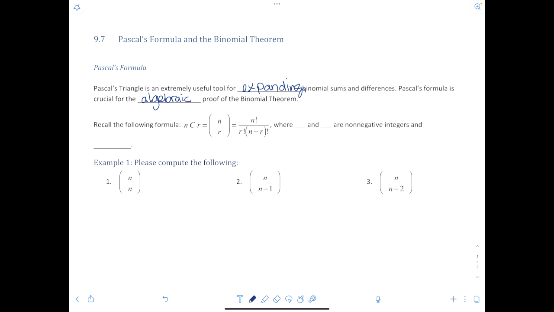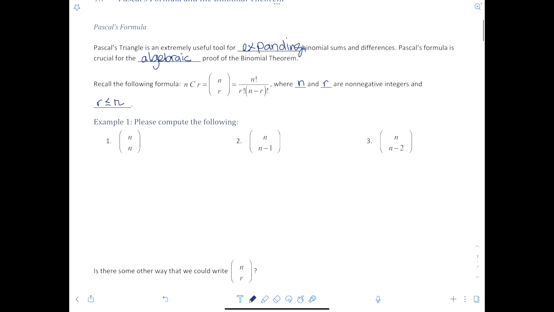So recall the following formula. N choose R is equal to, the notation N choose R, and that is N factorial divided by R factorial times the quantity N minus R factorial, where N and R are non-negative integers and R is less than or equal to N. So please compute the following.